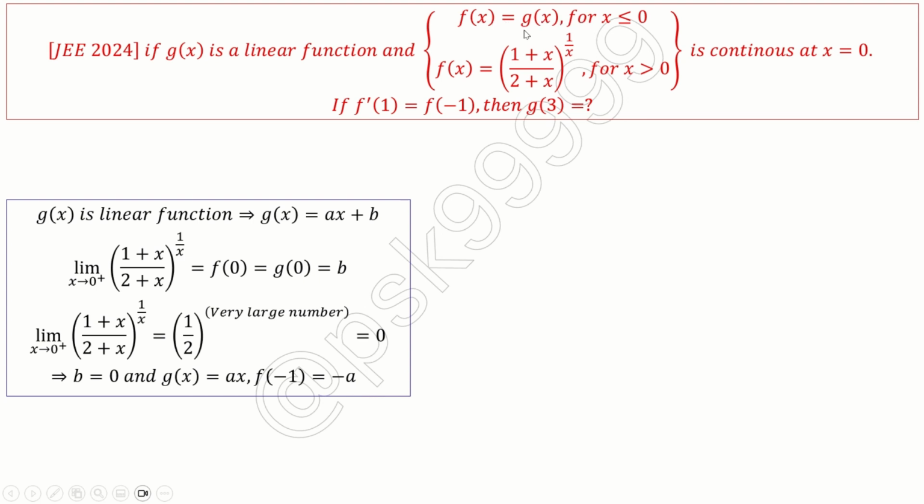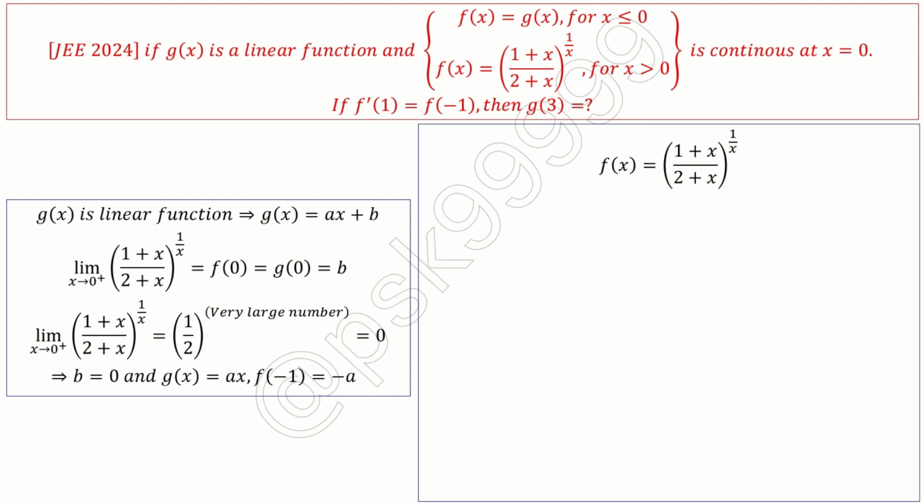f of minus 1 comes from this one, right? f of minus 1 is nothing but g of minus 1, and g of minus 1 is minus a, correct? So once you know this definition, now let's find out what f dash 1 is. For f dash 1, we need to find f dash x first. So for f dash x, we have to take this value, because we are interested in f dash of 1. So x is greater than 0, which means I need to take this definition, correct? So f of x equal to this.